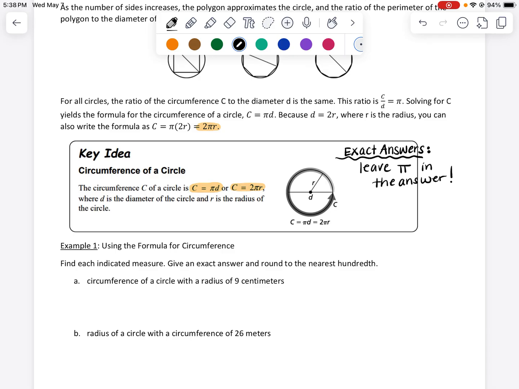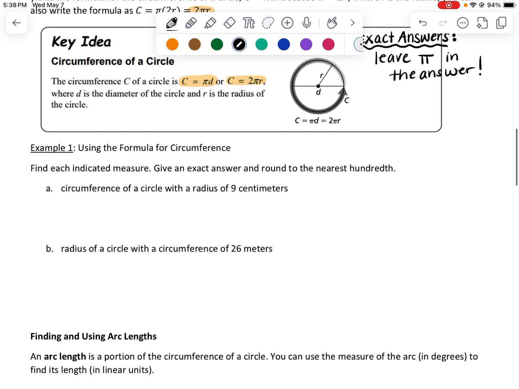So we're just going to practice, pretty easy to start, finding the circumference with given information. It says find each indicated measure, give an exact answer. So remember that's in terms of pi. And then also round to the nearest hundredth. So we're going to take that and give us a decimal. So you're going to do two things. You're going to give an exact answer and a decimal answer.